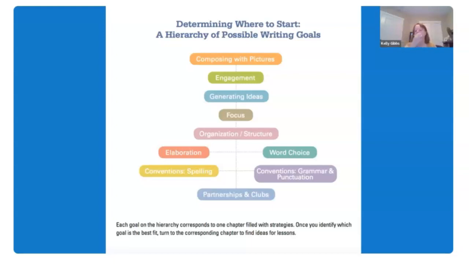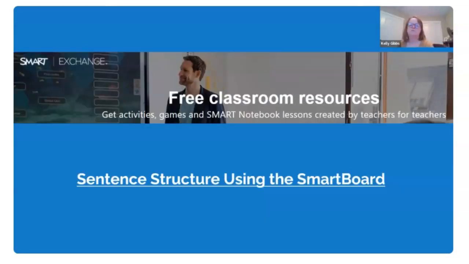And then the last one, about how she talks about partnerships and clubs, is not something you need to go through, but there you can find some more ideas. Her ideas are more organized into 1 or 2 pages. So think about that. This is a great resource if you have a smart board or something similar in your room. The sentence structure using the smart board.